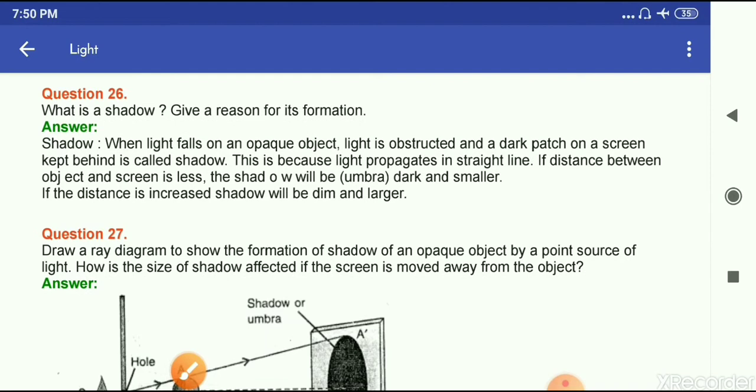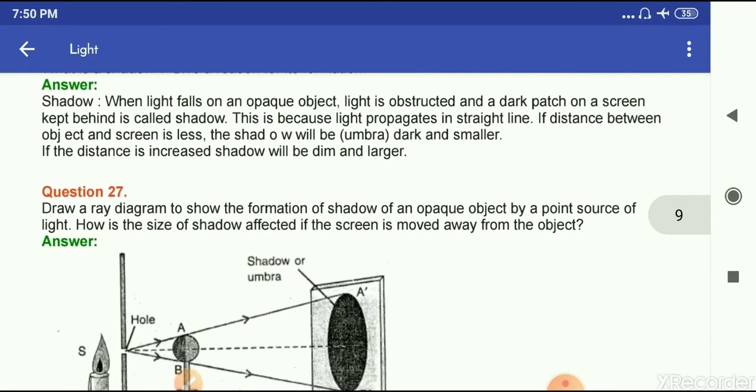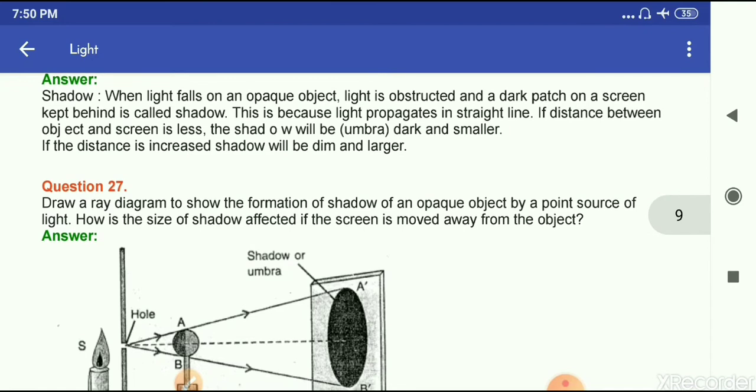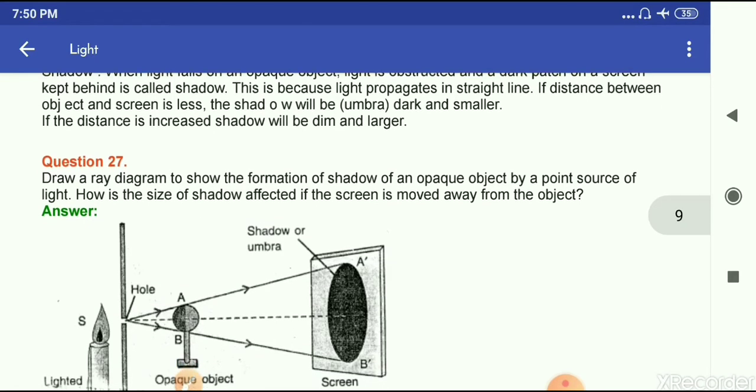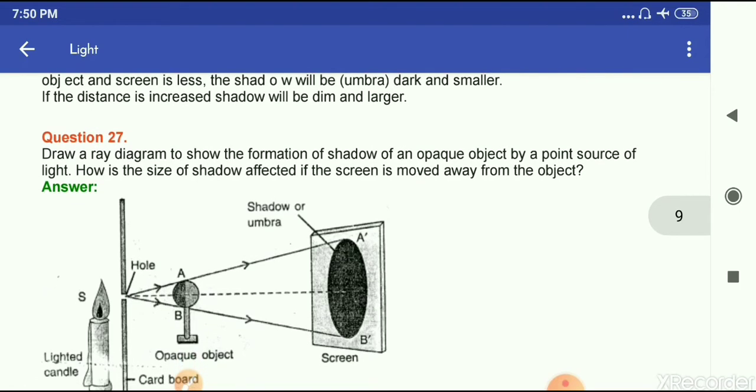Question number 26. What is a shadow? Give a reason for its formation. Shadow: when light falls on an opaque object, light is obstructed and a dark patch on a screen kept behind is called the shadow, and this is because light propagates in a straight line. If the distance between object and the screen is less, the shadow will be dark and smaller. If the distance is increased, shadow will be dim and larger.